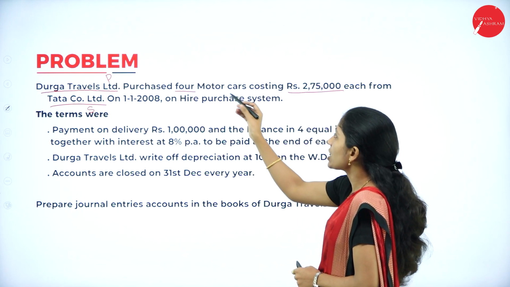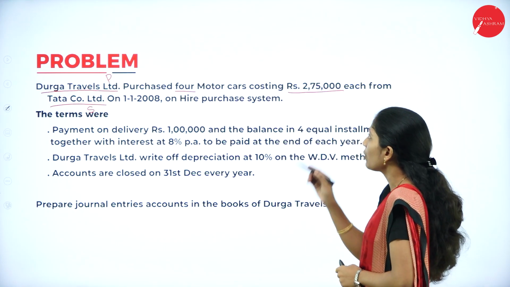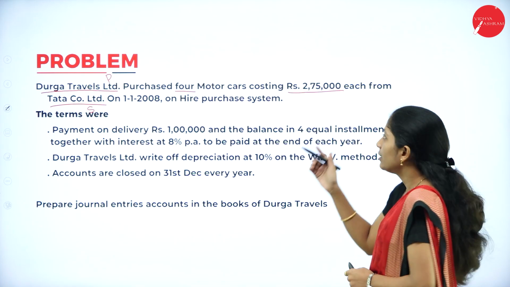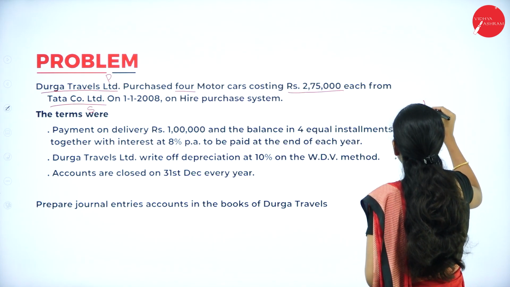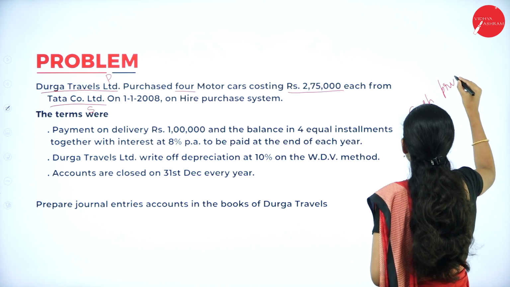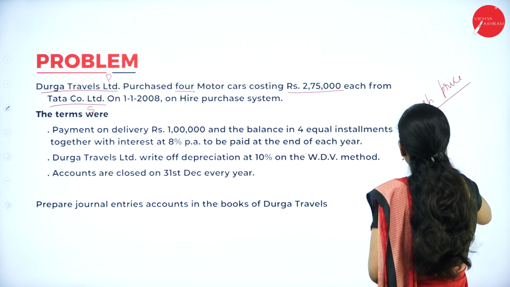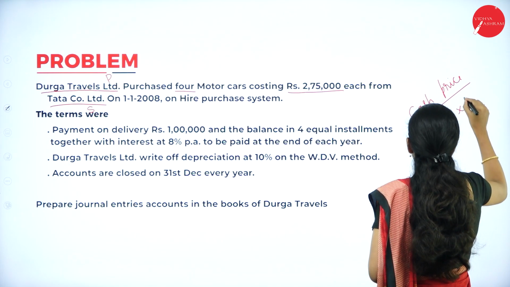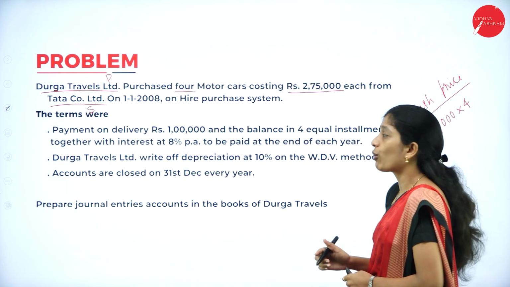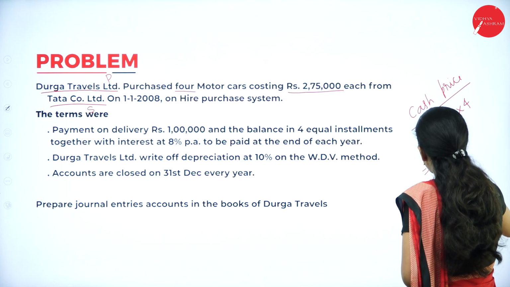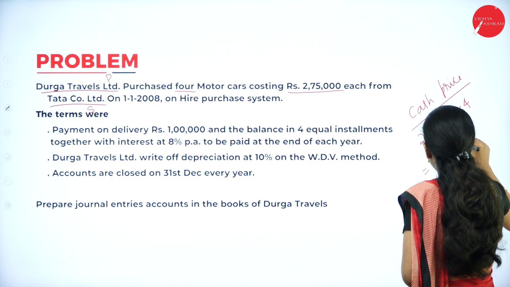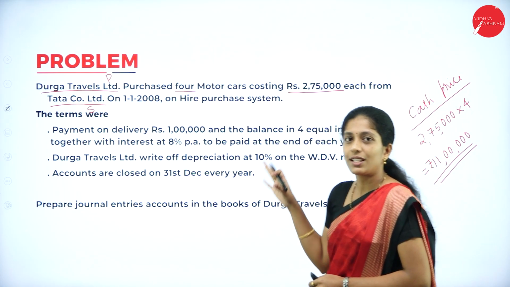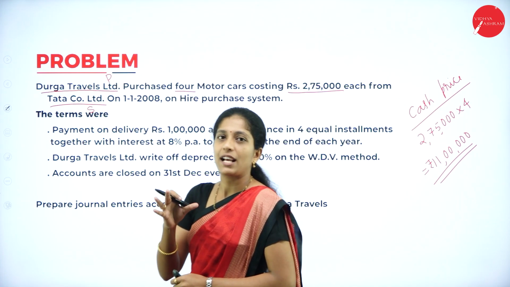Next, how many cars have they purchased? 4 motor cars. What is the cost of each car? 2,75,000. Now, what is the cash price of the cars? They have purchased 2,75,000 worth of car, and how many cars have they purchased? 4 cars. So the total cash price is how much? Rupees 11 lakh. So this is the total cash price of the cars.